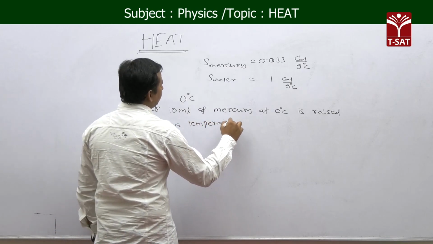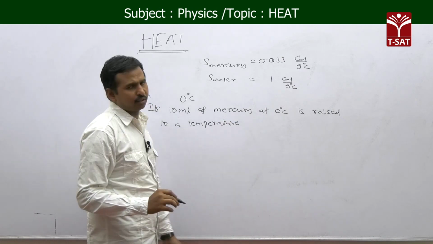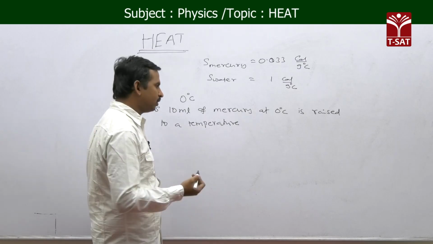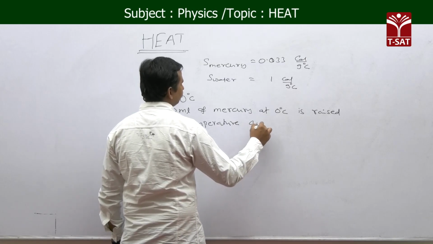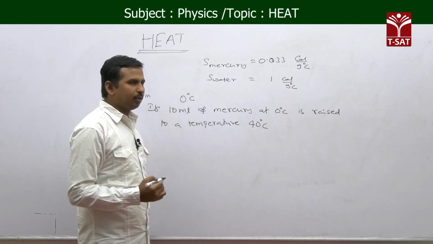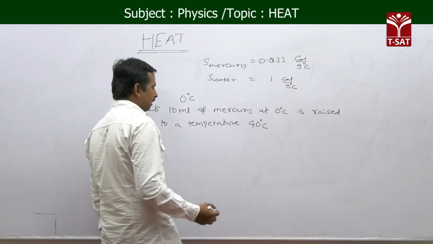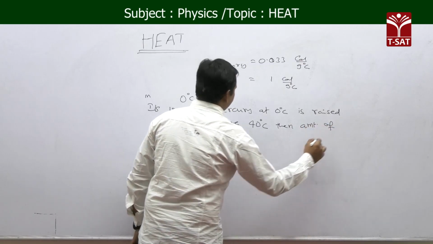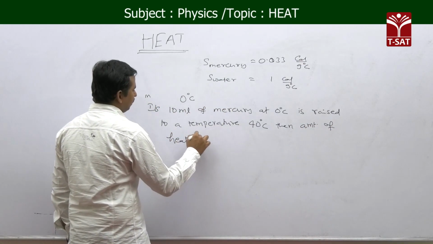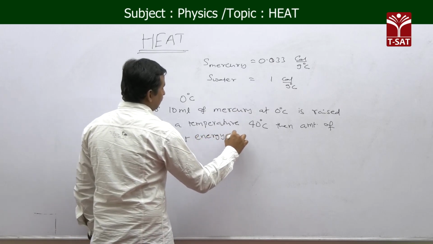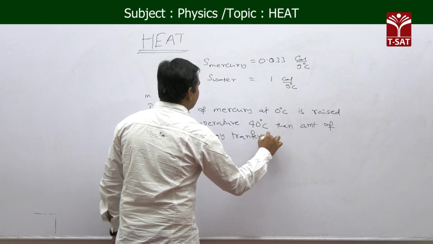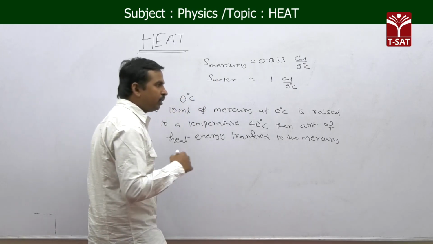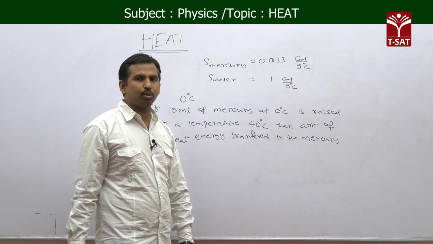Normal body temperature is about 37 degrees Celsius. Let us suppose we have more, let it be 40 degrees Celsius. Okay, if it is raised to a temperature of 40 degrees Celsius, then the amount of heat energy transferred to the mercury is, means our body is losing the heat energy and we are supplying the heat energy to the mercury here.